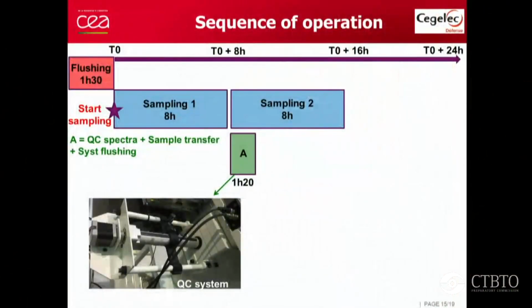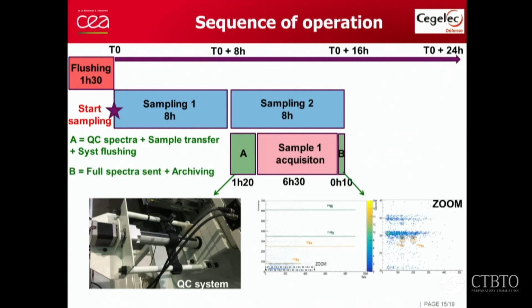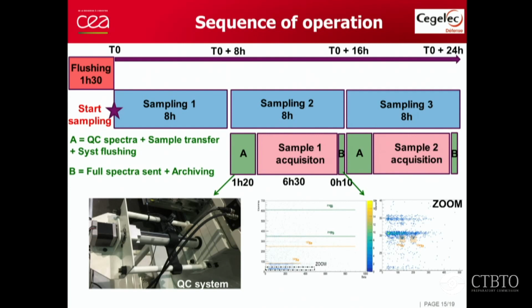There is a sample transfer and the system flushing. Then we have 6 hours and 30 minutes of sample acquisition. Finally, we release a full spectrum that we send to the data center, and we archive the sample. And again, we do the same for the next 8 hours.